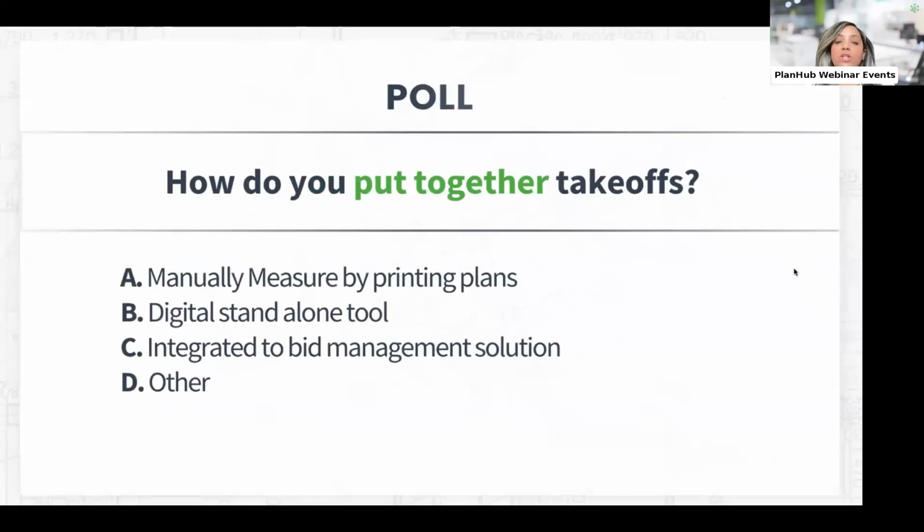And we have a second poll. This question is, how do you put together takeoffs? You're also going to receive the poll selection on your screen. We have options such as: do you manually measure by printing plans, or do you use a digital standalone tool? And how about an integrated bid management solution? Again, all of these findings will help us build a story together with your participation today. Let's see where we are at.